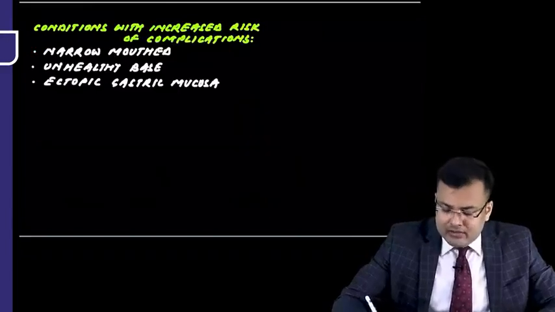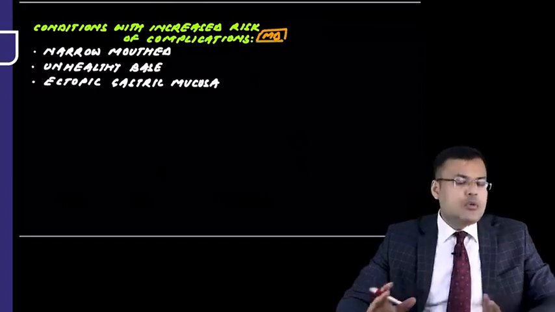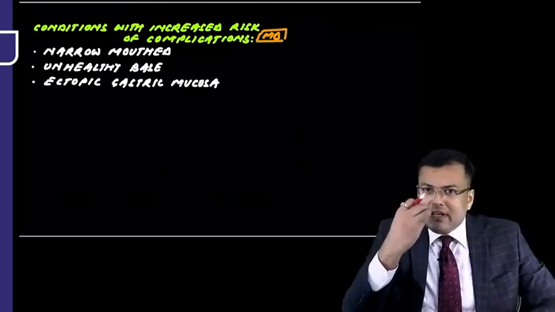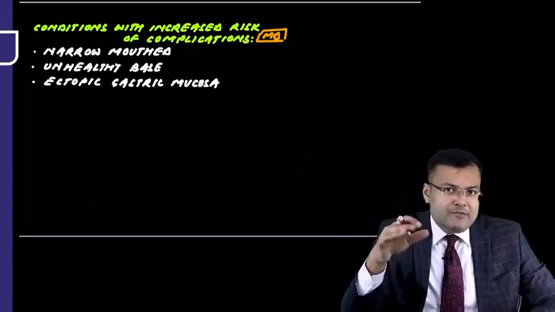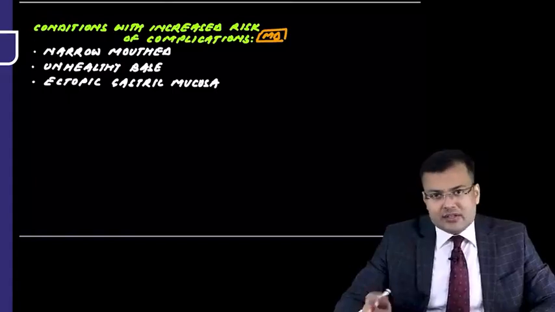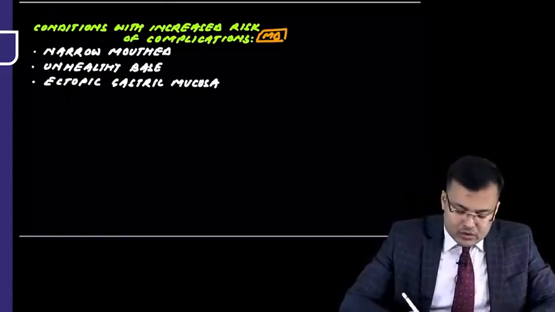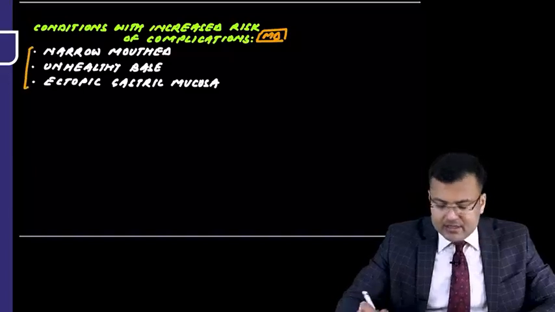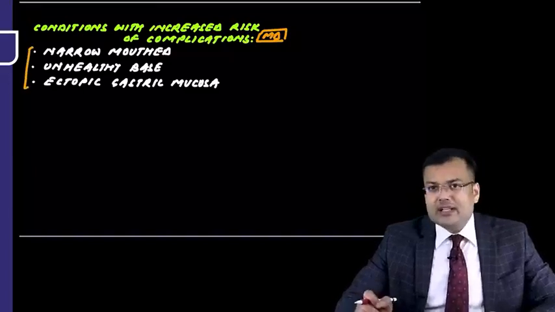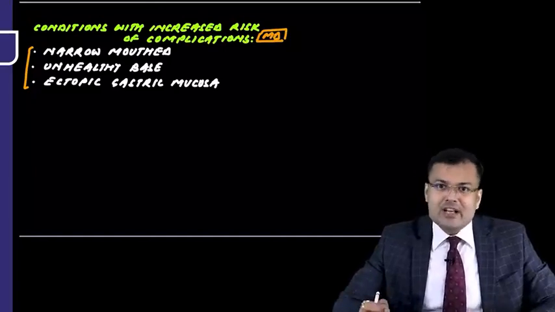In Meckel's diverticulum, there are certain conditions which increase the risk of complications. What are those conditions? First, a narrow mouth diverticulum. Second, an unhealthy base, because there is ulceration. Why is there ulceration? Because the patient has ectopic gastric mucosa. So a narrow mouth, an unhealthy base, and the presence of ectopic gastric mucosa all increase the risk of complications in Meckel's diverticulum.